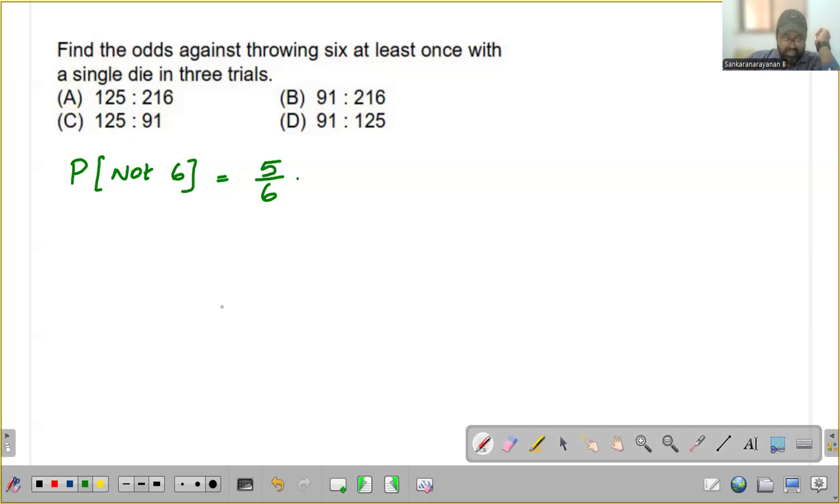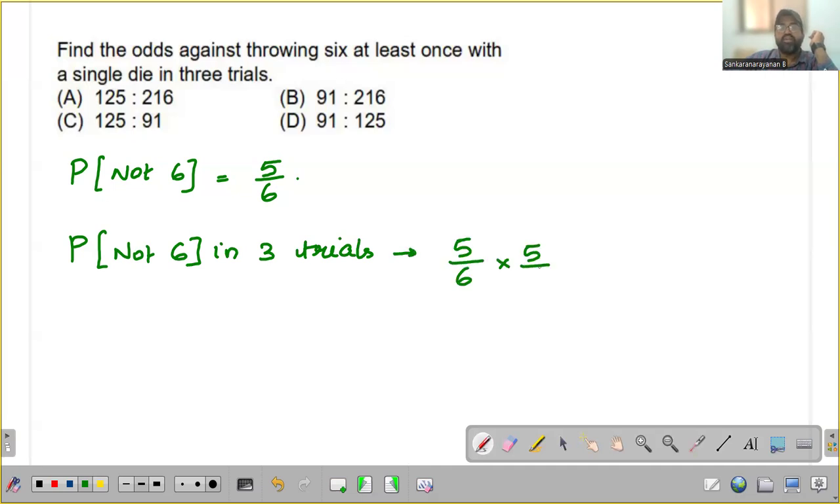Okay, so now let us consider P, it is not going to give you 6 in 3 trials. So you can see that will be nothing but 5 by 6 into 5 by 6 into 5 by 6, that is equal to 125 upon 216. So in these 3 trials, you are not getting 6 at all. That is equal to 125 by 216.